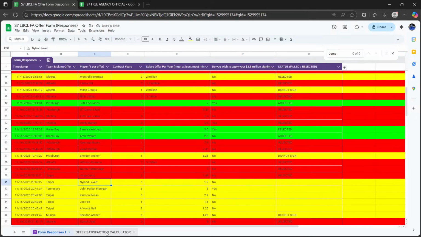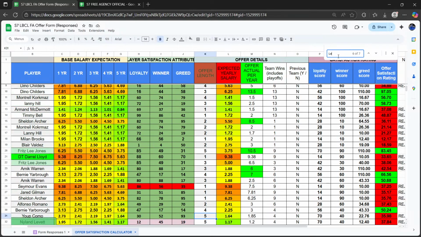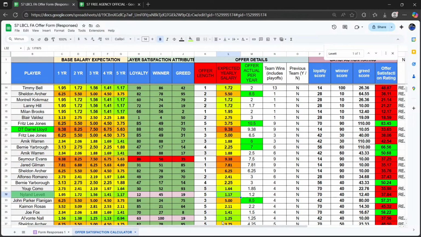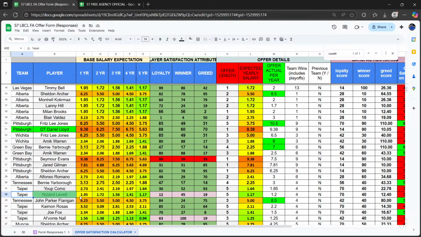Nyland Levitt. Levitt was only offered one deal in round one. It came from Taipei, and that didn't do it for him. Taipei had 4 wins last season. It's not really about the money. He doesn't really care about a long contract. He was given a long contract and a little bit of money.